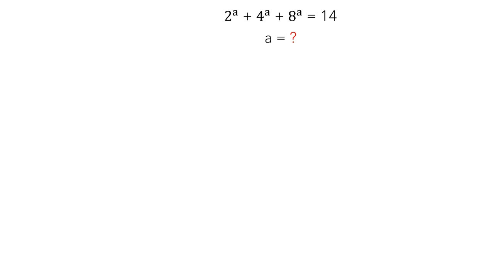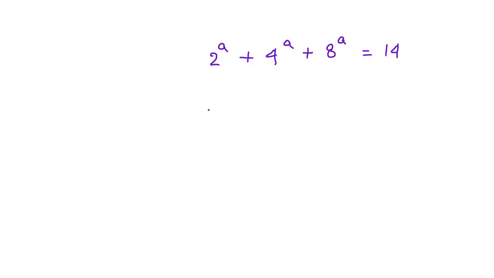Here is a nice exponential equation. We need to solve the equation and find the value of a. The given equation is 2 to the power a plus 4 to the power a plus 8 to the power a equals 40. We can write this as 2 to the power a plus 2 square to the power a plus 2 cube to the power a equals 40.